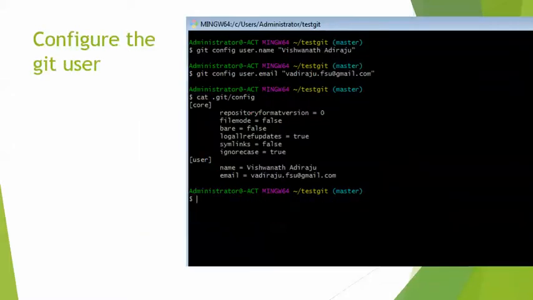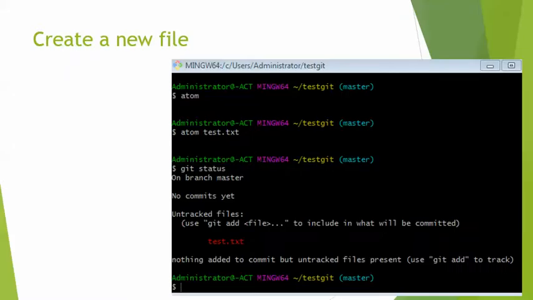And we need to configure the user every time. It's a good practice to configure the user that is connecting to the git repository. So in this case, I have configured my username and my email. I'm adding a new file, and when you do a git status, it shows that one dirty file exists that needs to be committed, which is test.file.txt.